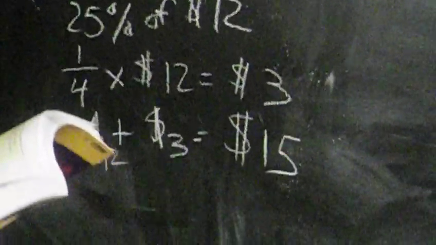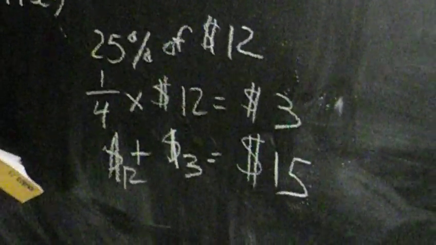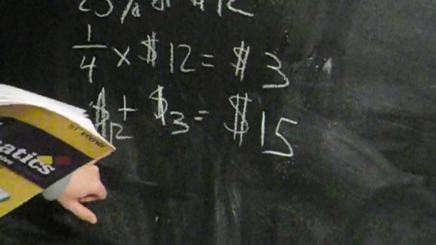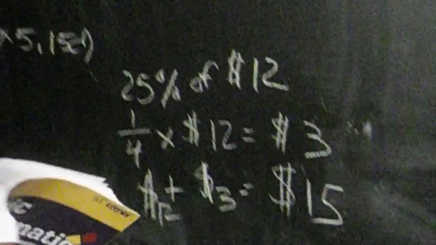Then you have to add the markup of $3 to the cost of the glasses. So this is the markup of $3. So $12 plus $3 is $15. So the selling price for the glasses is $15. And that's that one.